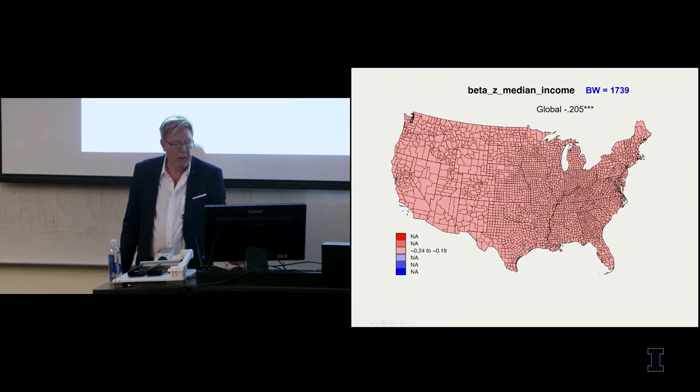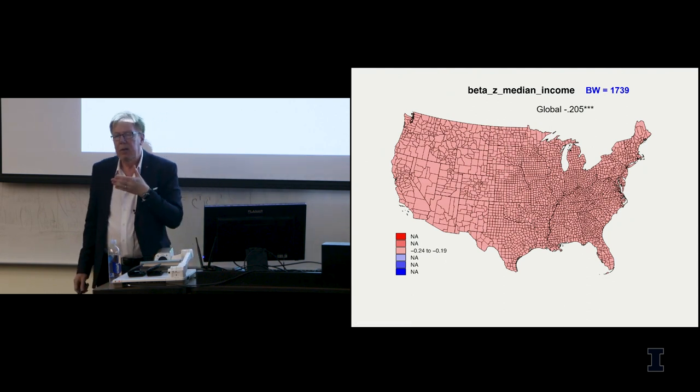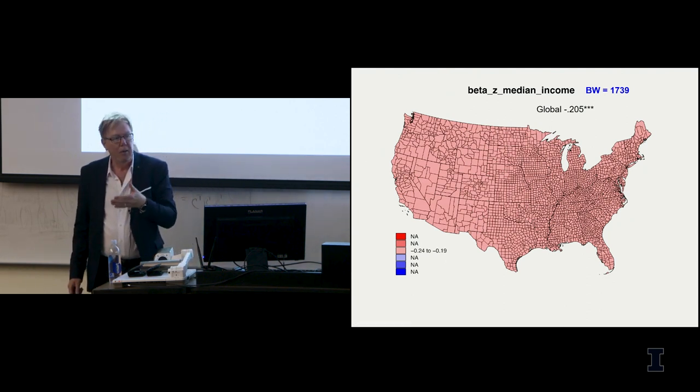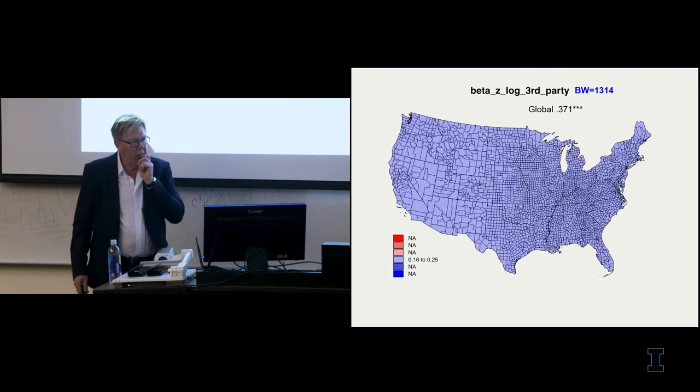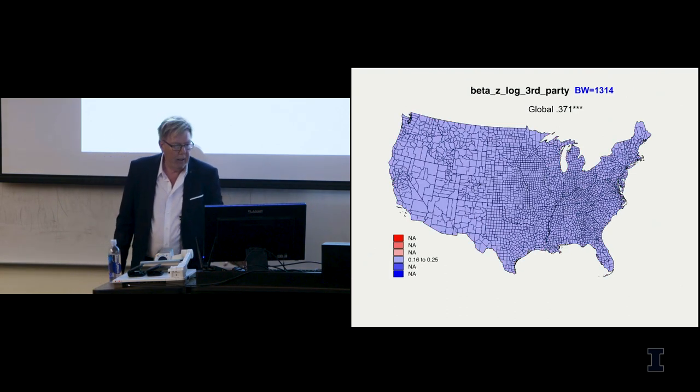So, and it has pretty much the same effect. The local parameter estimates don't vary very much at all, from -0.24 to -0.19. So what it's saying is that income pretty much has a global impact on the way people vote across the United States. The higher your income, the less likely you are to vote for the Democratic Party. Similarly with the third-party vote, again, that's pretty much global, and the effect is again pretty much the same everywhere. It's significantly negative, positive impact on the Democratic vote everywhere.